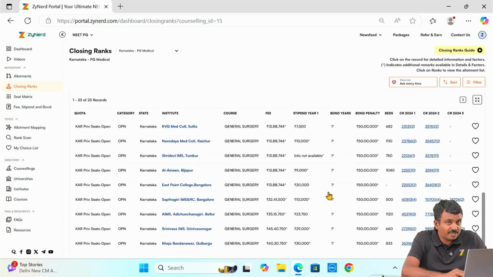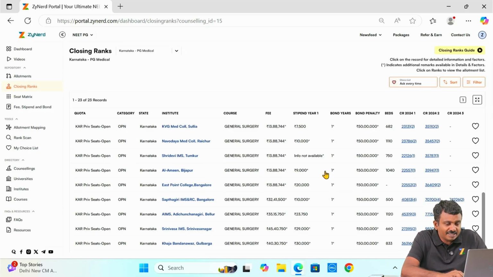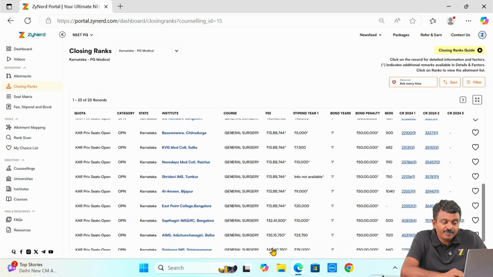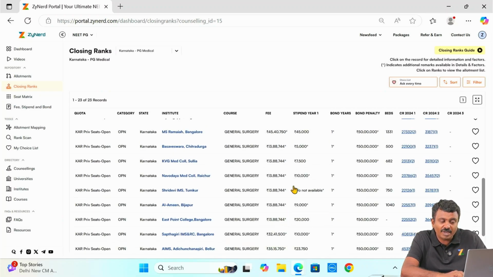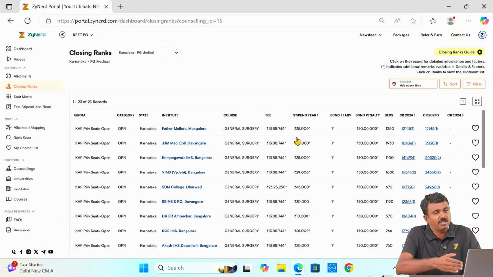So if you're filling choices for Karnataka, these closing ranks will give you an idea of what possibly is a better seat. You will at least clearly know that these seats that closed above 70k at open category have a higher fee structure over here, and the rest of the seats which have a 12 lakh, 13 lakh, 13.8 lakh fee structure are completely different from those that closed at 20,000. At least that reference point is available for you if you don't have the right information during the state round.